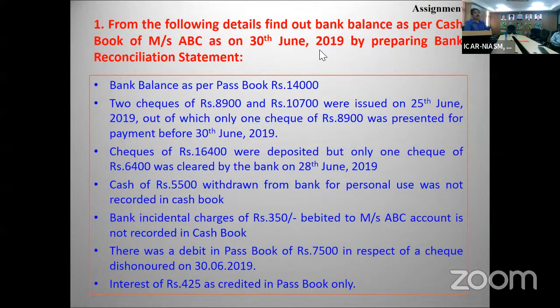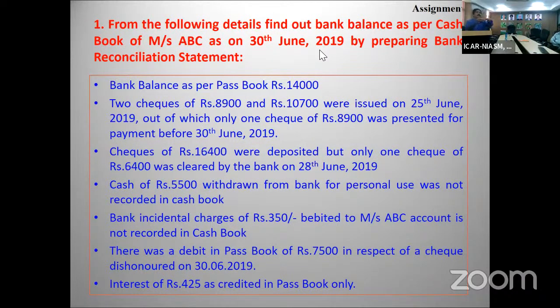There was a debit in the passbook of rupees 7,500 in respect of a check dishonored on 30th June. Means we have deposited a check. When we deposit the check, certainly we make the entry on the receipt side of the cash book. Our cash book balance will be more. But that check has been dishonored. Dishonored means that supplier may not have sufficient funds in his bank account. That is why the bank is not in a position to collect 7,500 against that check. You see, what is the position again?